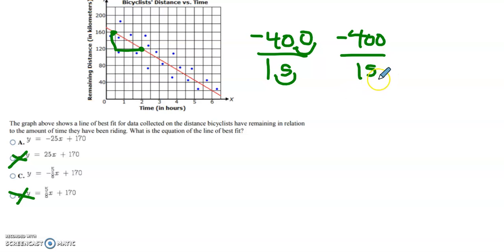And we can simplify that. 5 goes into each of those, but this one's a proper fraction. The numerator is smaller than the denominator. Ours is an improper fraction. So right away I know C has to be wrong too. So that leaves us with A. That's the closest we can get to an equation for that line. It starts off at 170 and it goes down 25 and over 1, looks like.